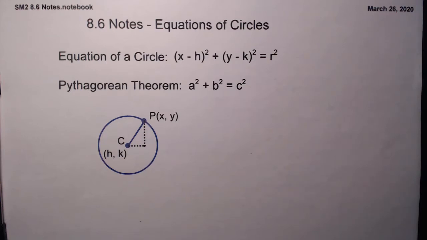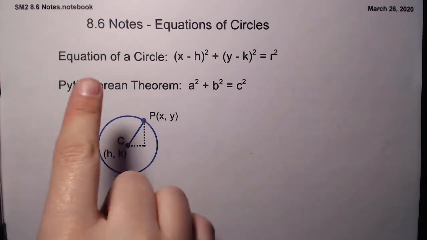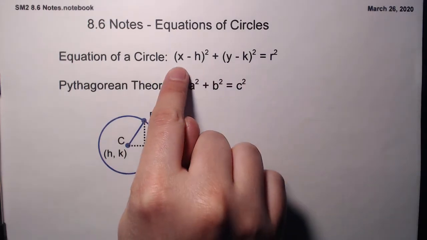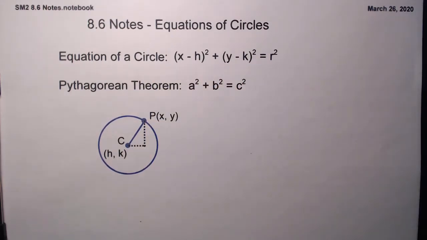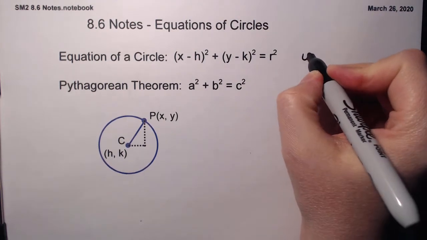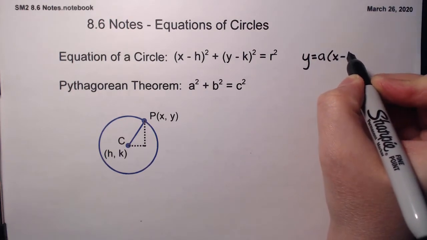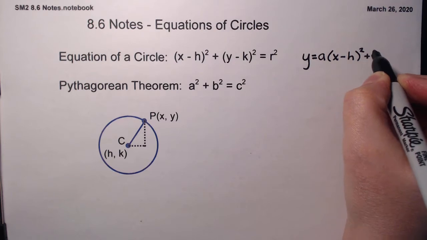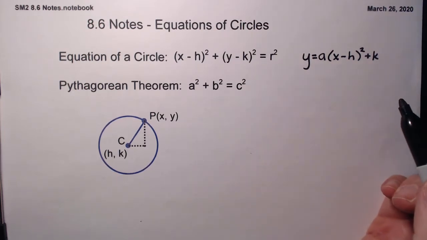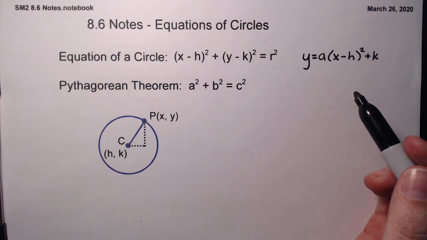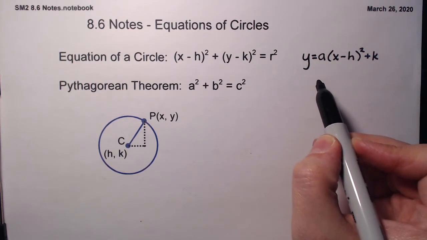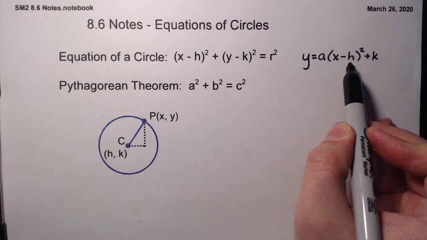In this lesson, we're going to go over equations of circles, and this will kind of wrap up our circle unit. The general equation of a circle is this setup right here. Now, if you remember anything from the quadratics unit, we had something like this as our vertex form.